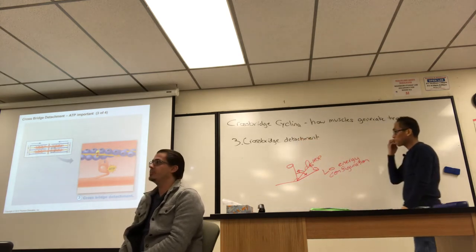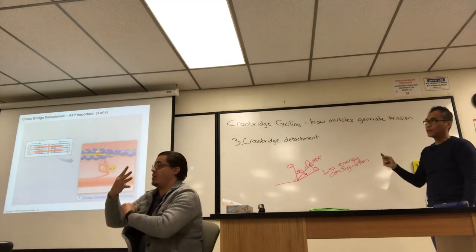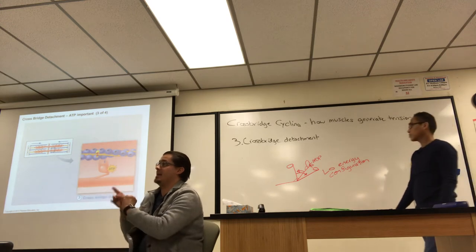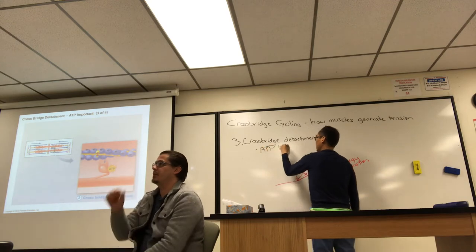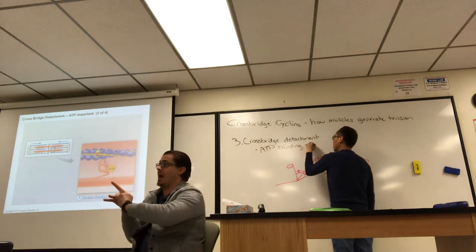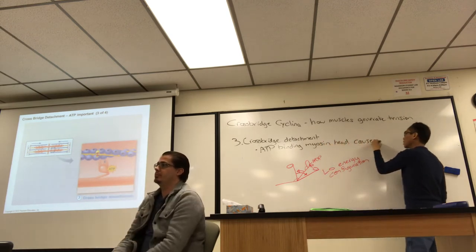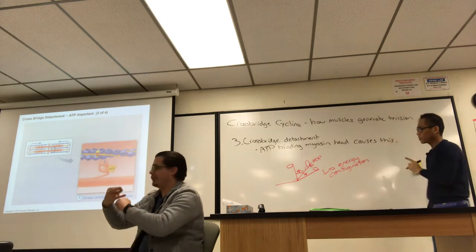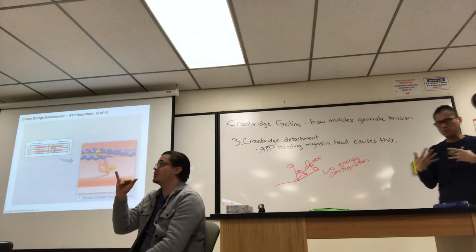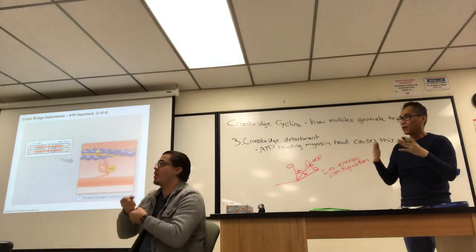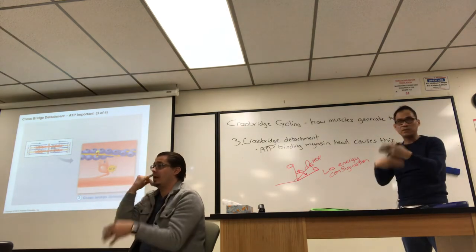Cross-bridge detachment: what is necessary for that cross-bridge to break is ATP binding to the myosin head. That's what causes it. So ATP is very important. Not only is ATP responsible for this detachment, ATP is also responsible for pumping the calcium back into the SR. Because as long as calcium's there, this cycle is going to continue to happen.